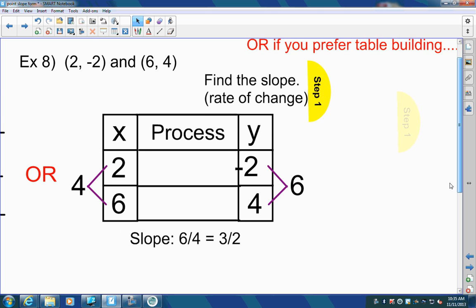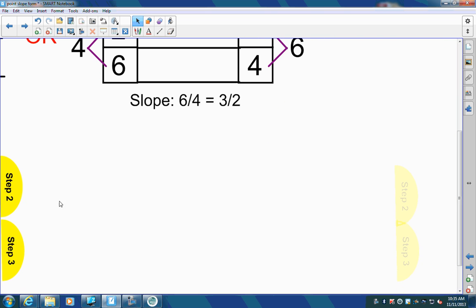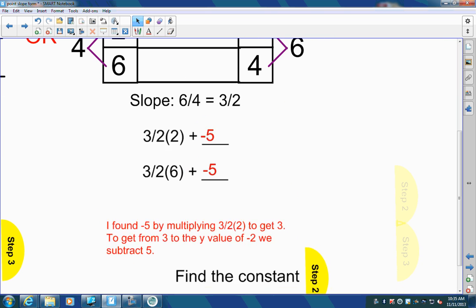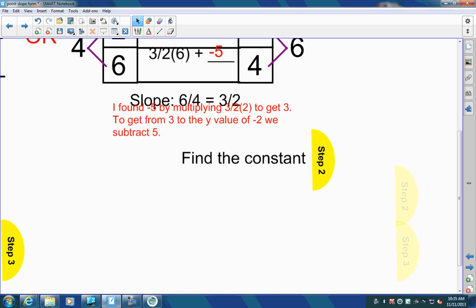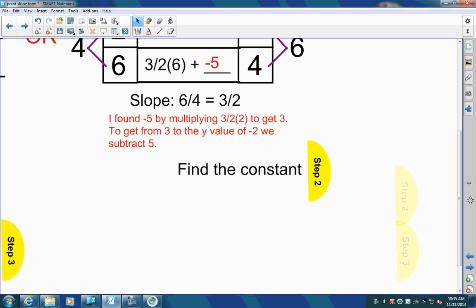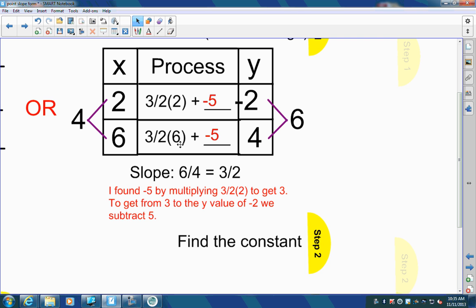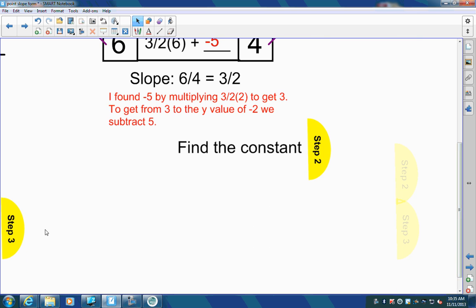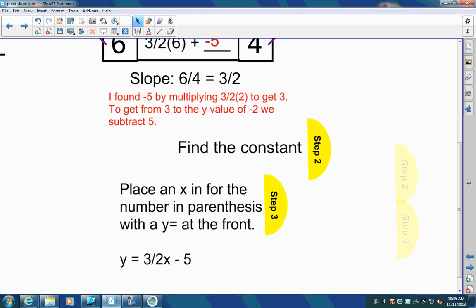So you go through and you find your slope, delta y over delta x. Then after I found my slope, I put it in my process column, and I'd take 3/2 times 2, which gives me 3. What do you have to do to 3 to get to -2? Well, you have to add a -5. So then you would come up with your equation.